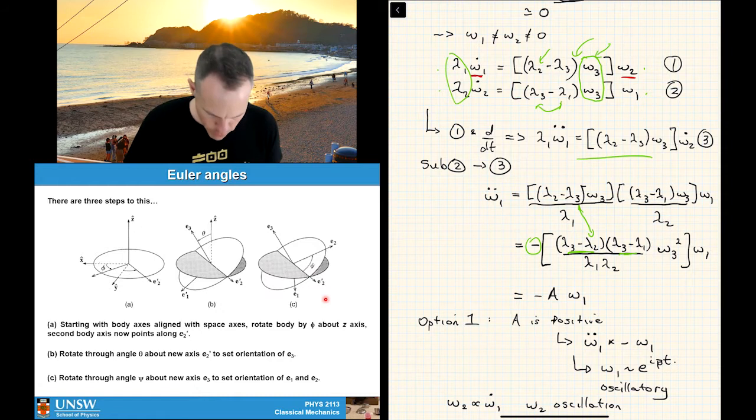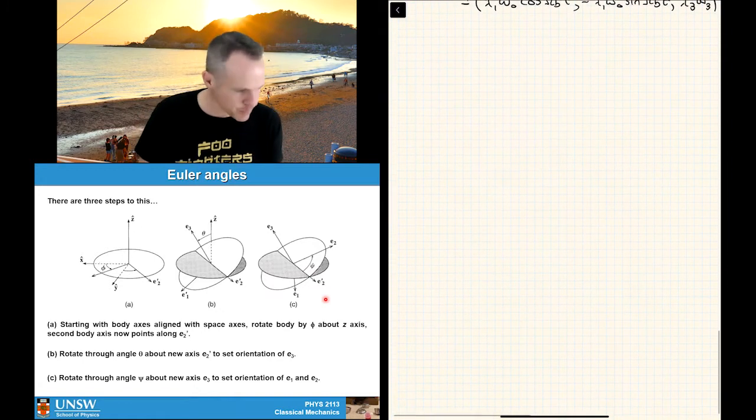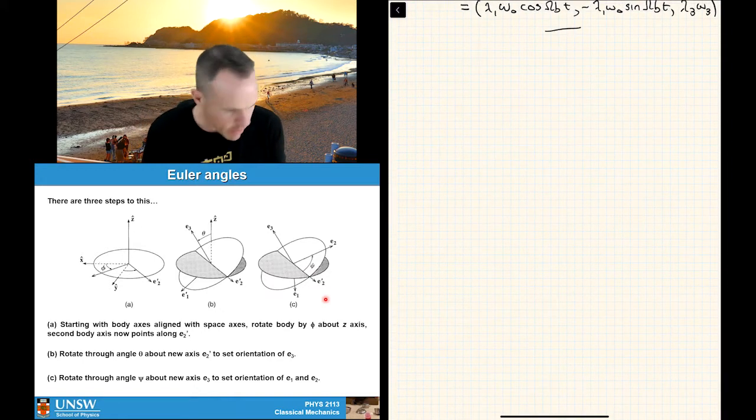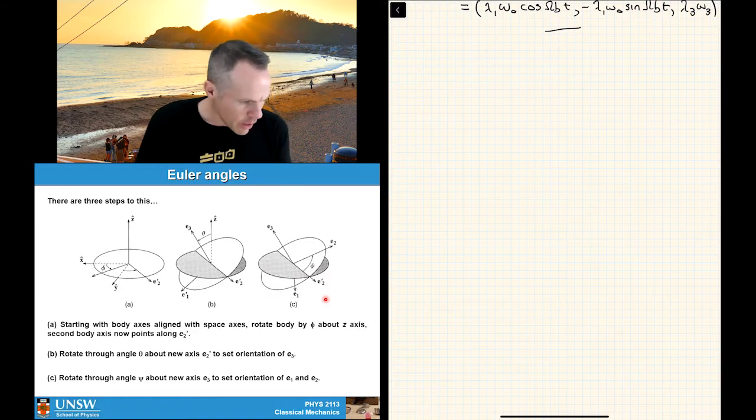What we end up with when we do this is a translation that looks a little bit like this. First, we start with phi.